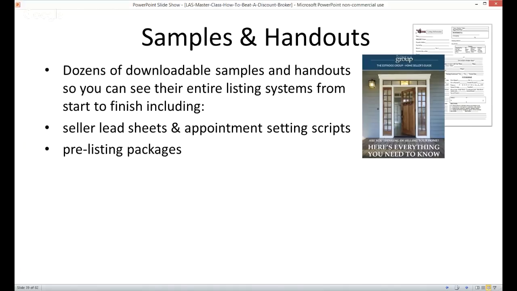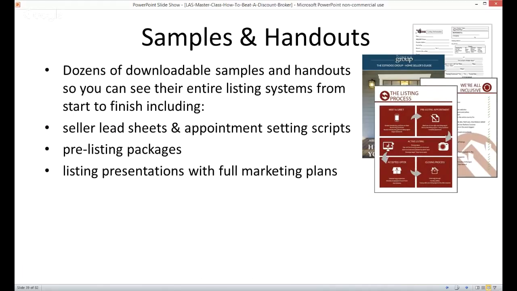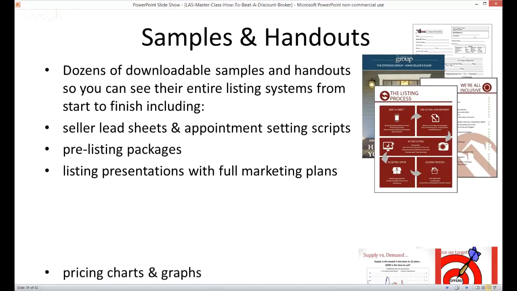The pre-listing packages: what do you send out to them before you go over there? What should be in there? What should you not put in there? You get listing presentations with full marketing plans. You're going to be amazed at how simple the marketing plan is for these agents, although how nice it looks.